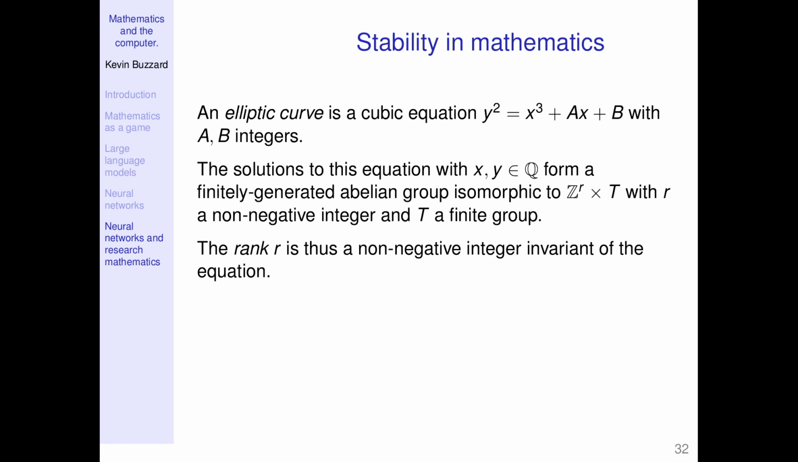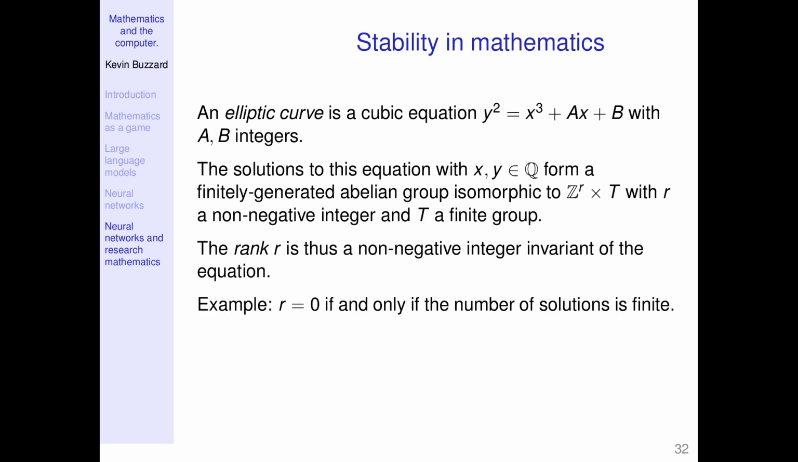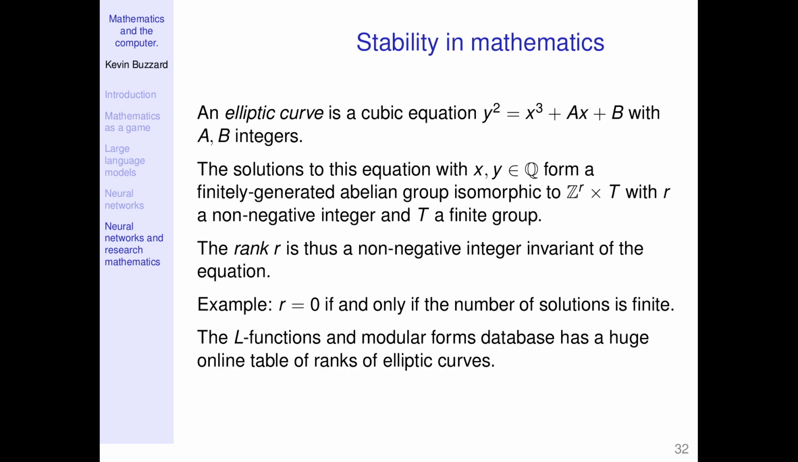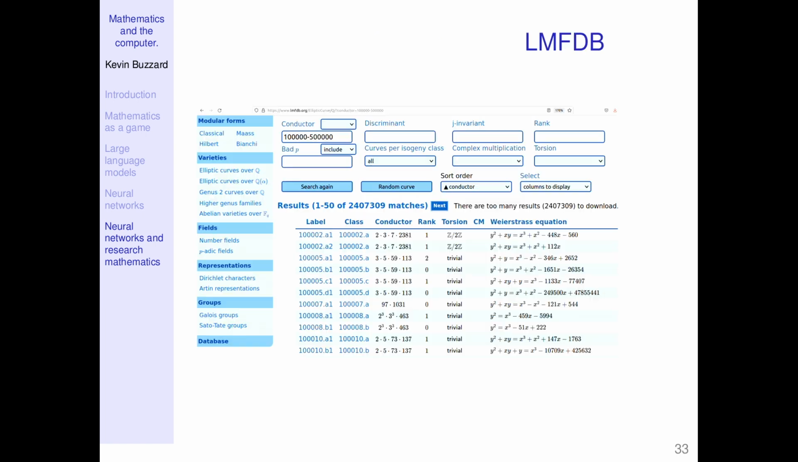So the rank of an elliptic curve is an invariant of this cubic equation. The rank is 0 if and only if the number of solutions to the equation is finite. So it's some measure of the infinitude of the number of solutions to this equation. And there are loads of tables of these things. These have been computed for probably millions of examples of elliptic curves.